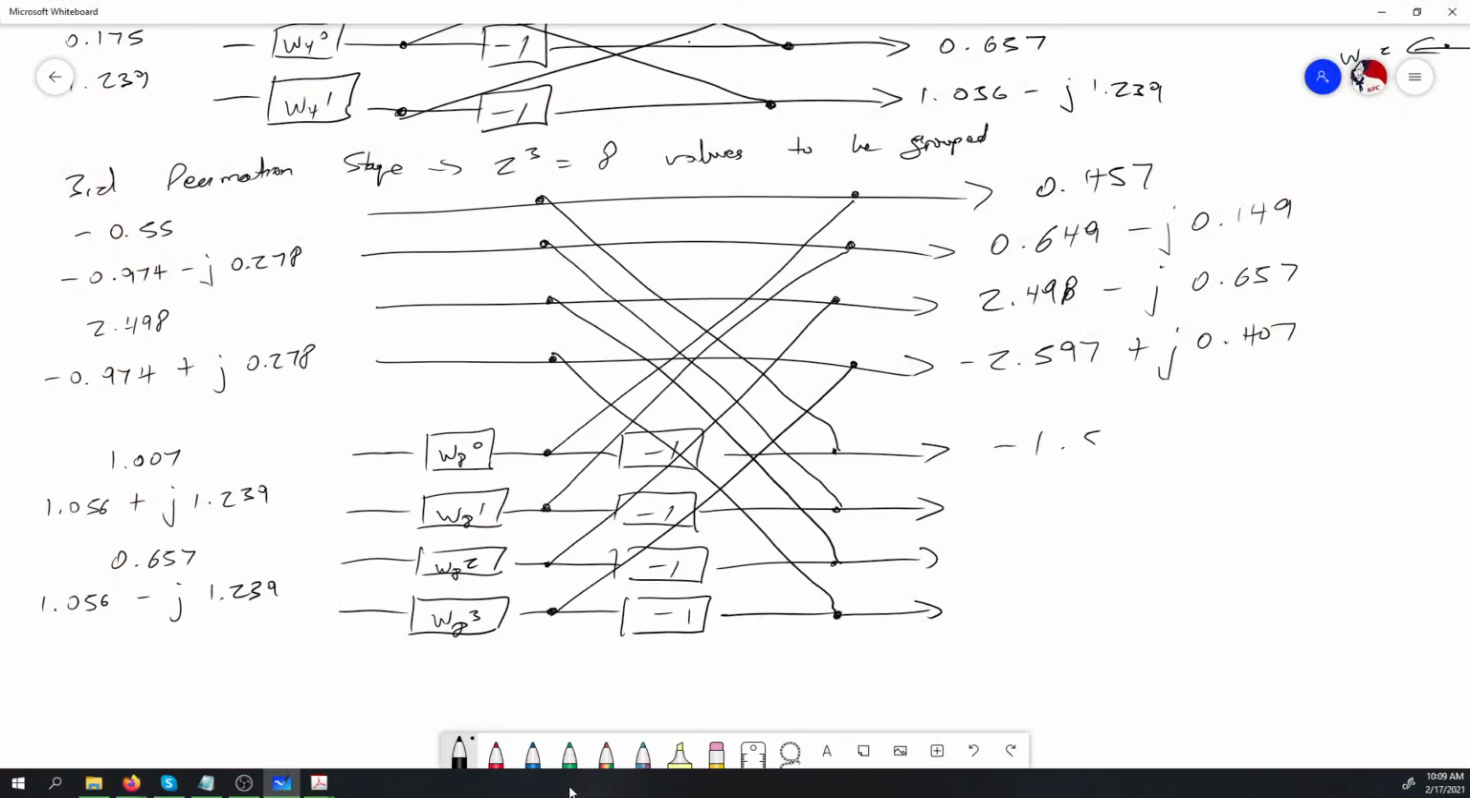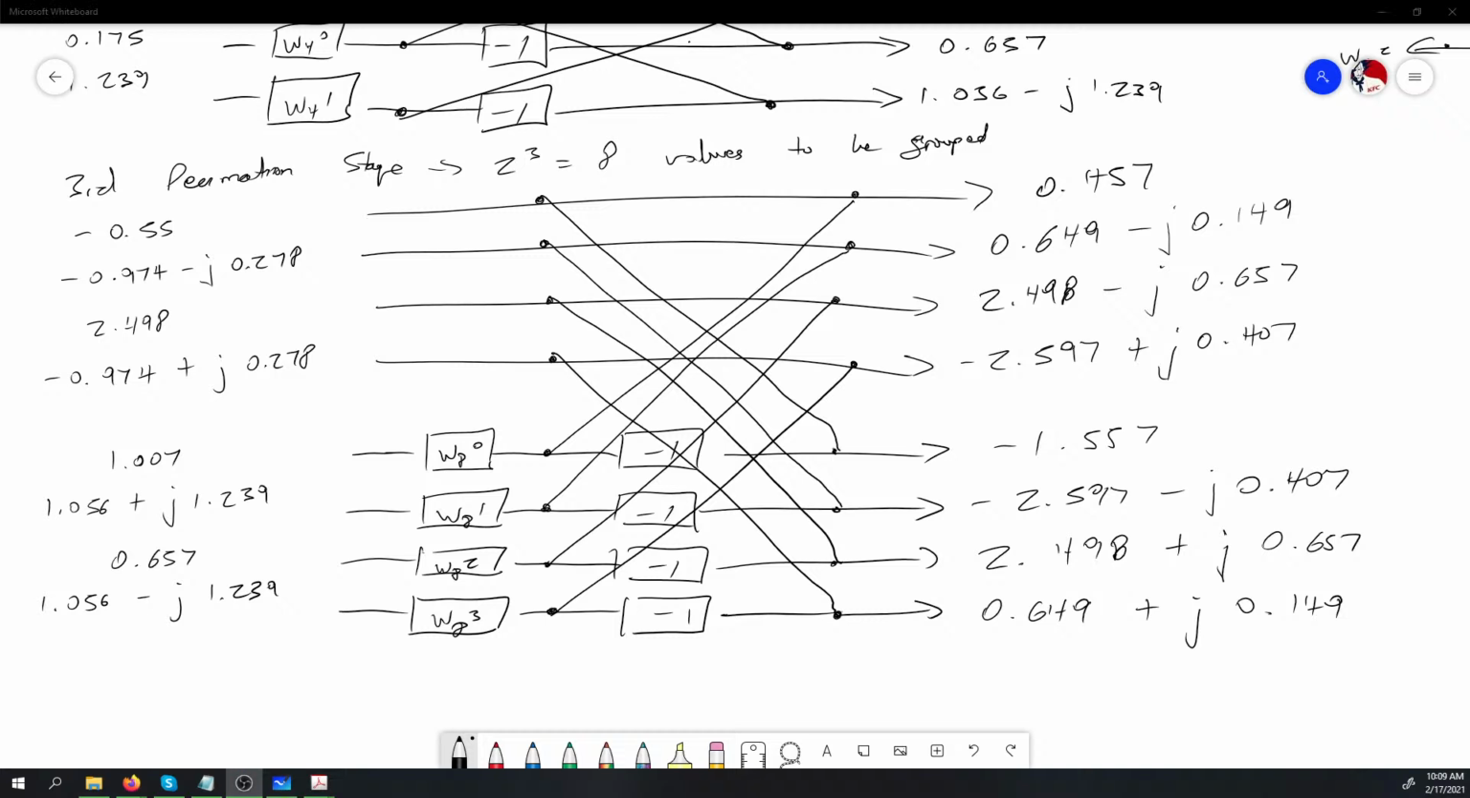So this is going to be negative 1.557, negative 2.597, minus j0.47, 2.48 plus j0.57, 0.649 plus j into 0.149 here. And that basically will give you down to the end of the FFT equations.